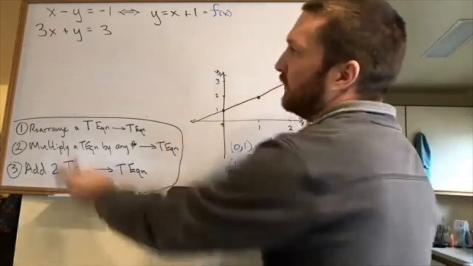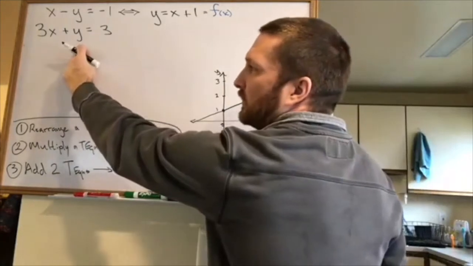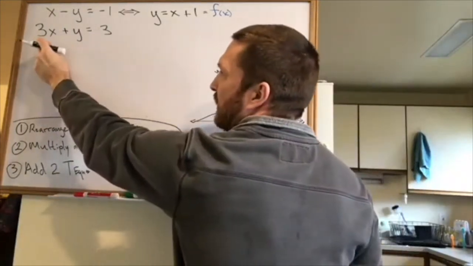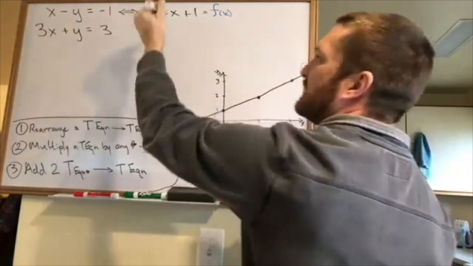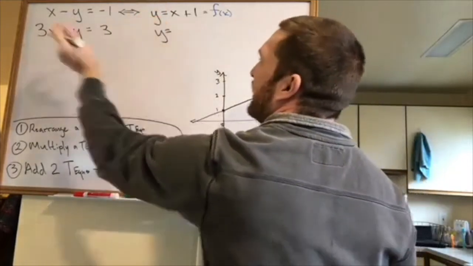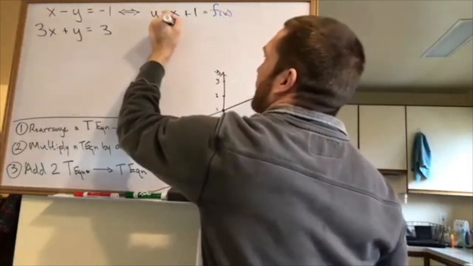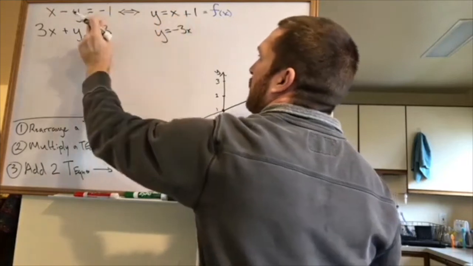And I'm going to say, well, the y is in the right place. The only odd man out is that 3x. So I'm going to bring him over to this side. And that's going to give me y equals minus 3x plus 3.